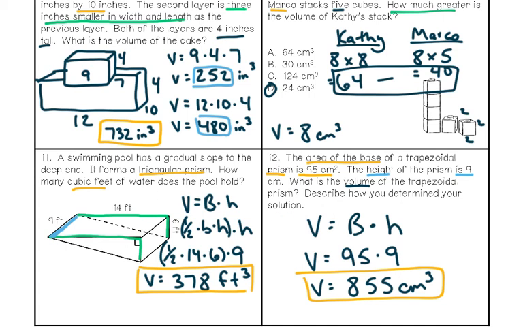If I was going to describe my process to how to determine my solution, I know that volume of these prisms is found by taking the area of the base times the height. Since it told me both of those numbers, all I had to do is multiply them. I didn't need to know how to find the area of a trapezoid. It told me what the area of that base shape was.